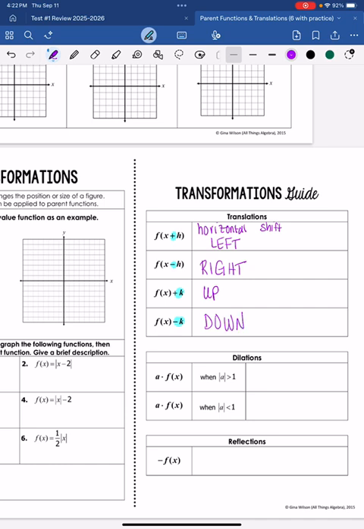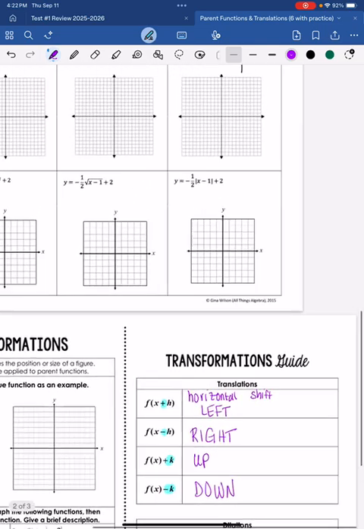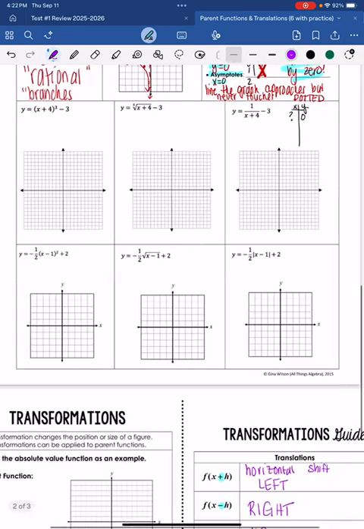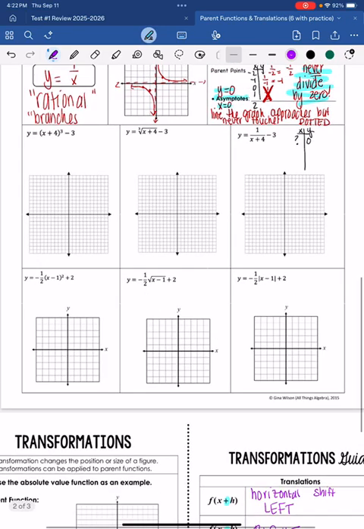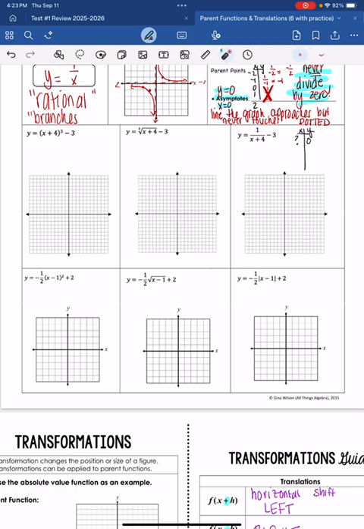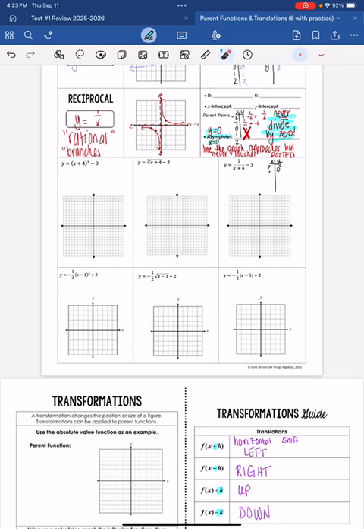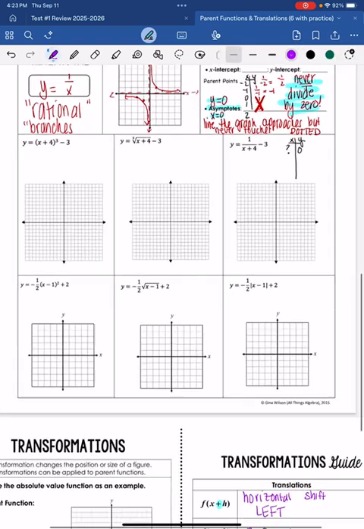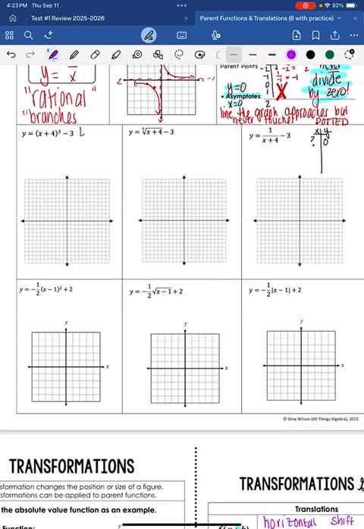Okay, so here's what I mean. Now go back to your other page. So notice that in this row of problems that we're going to graph together, all of them say plus 4 inside the parentheses, or plus 4 underneath the root, or plus 4 in the denominator. This is going to shift the parent function left 4 units.